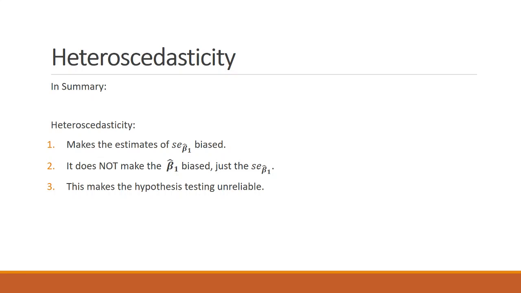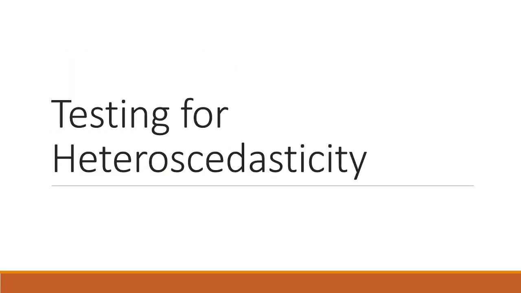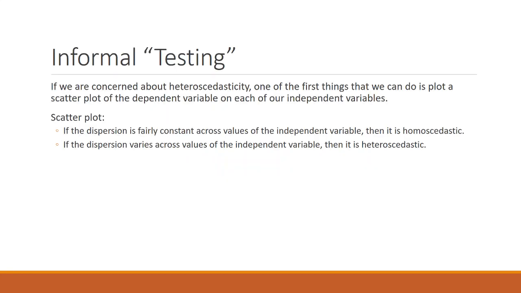And so if heteroskedasticity is a big problem, then we need to know whether or not we have it. So let's test for heteroskedasticity. One of the first things that we can do to test, and I'm putting test in quotes because it's not a formal test, is just kind of looking for it to get an idea. Again, we always start with intuition and get an idea of whether or not we have heteroskedasticity.